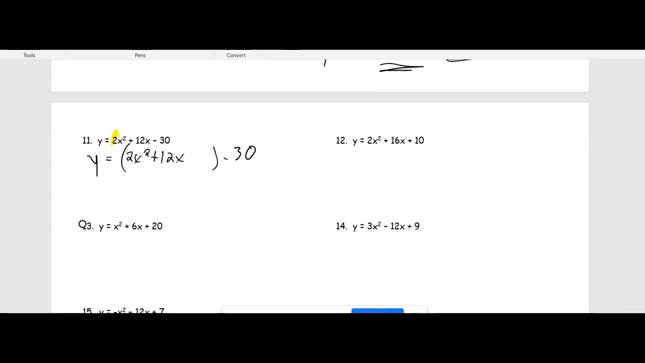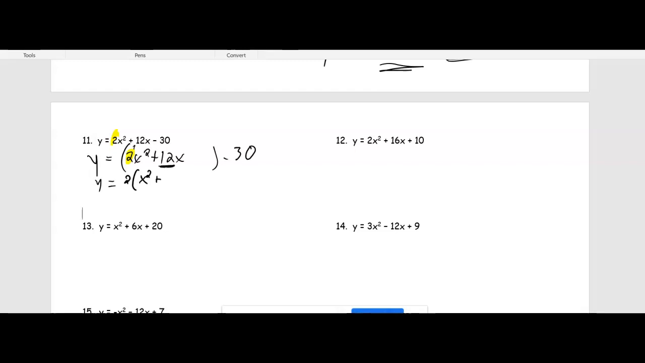Our issue, like I just mentioned, is that we need this to be a 1. Right now it's not a 1, so to make it a 1, we're going to pull that 2 out. If I pull the 2 out, we're left with an x squared. And then we should have plus, we also have to pull the 2 out from this 12.